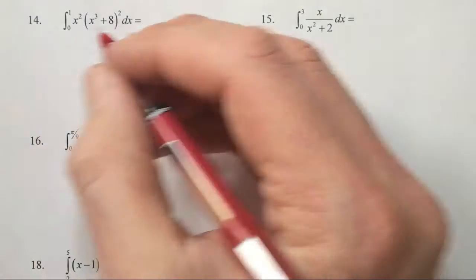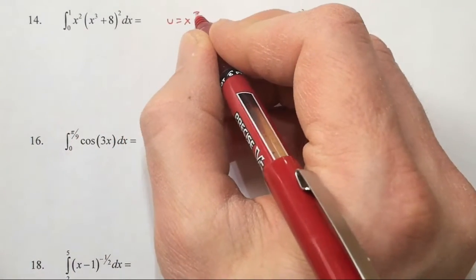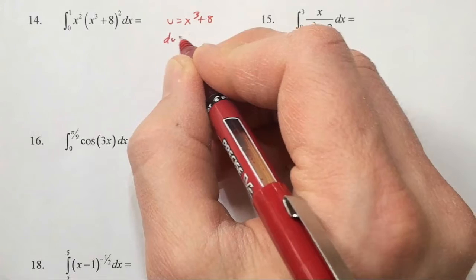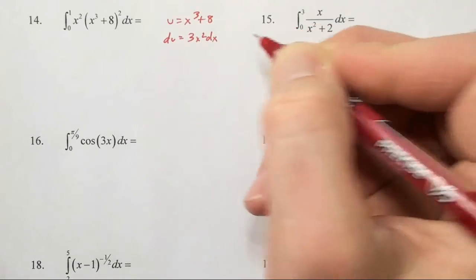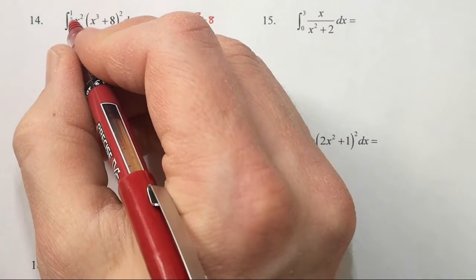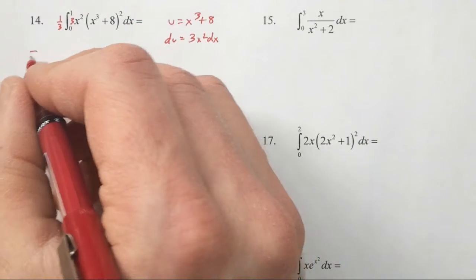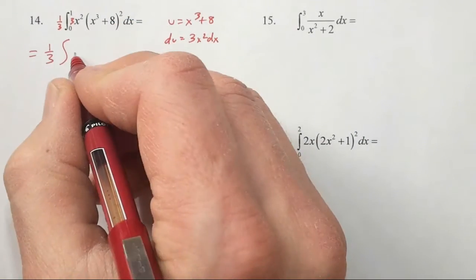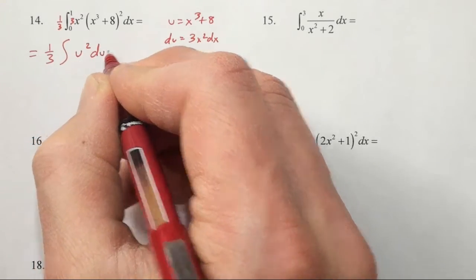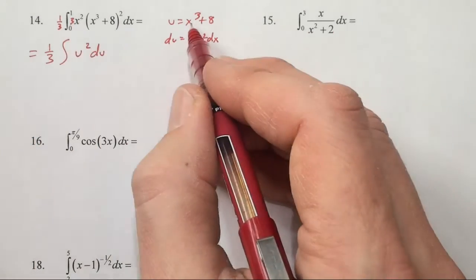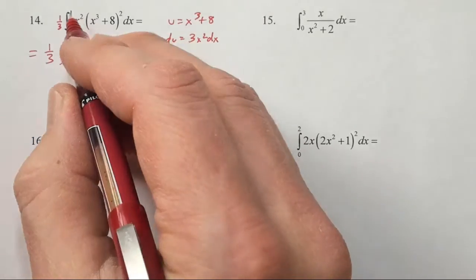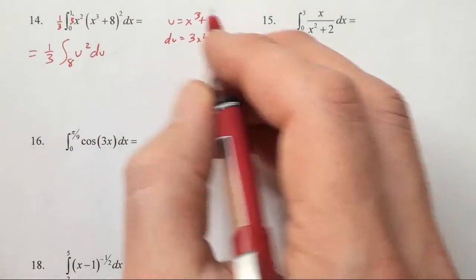For number 14, u is equal to x cubed plus 8, so du is 3x squared dx. We don't have the 3, so we'll make the appropriate modifications. This is equal to 1/3 the integral of u squared du. 0 cubed plus 8 is 8. 1 cubed plus 8 is 9.